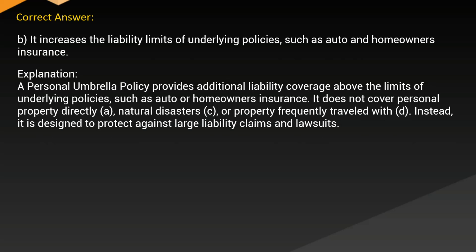Correct answer: B. It increases the liability limits of underlying policies such as auto and homeowners insurance. Explanation: a personal umbrella policy provides additional liability coverage above the limits of underlying policies such as auto or homeowners insurance. It does not cover personal property directly, A, natural disasters, C, or property frequently traveled with, D. Instead, it is designed to protect against large liability claims and lawsuits.